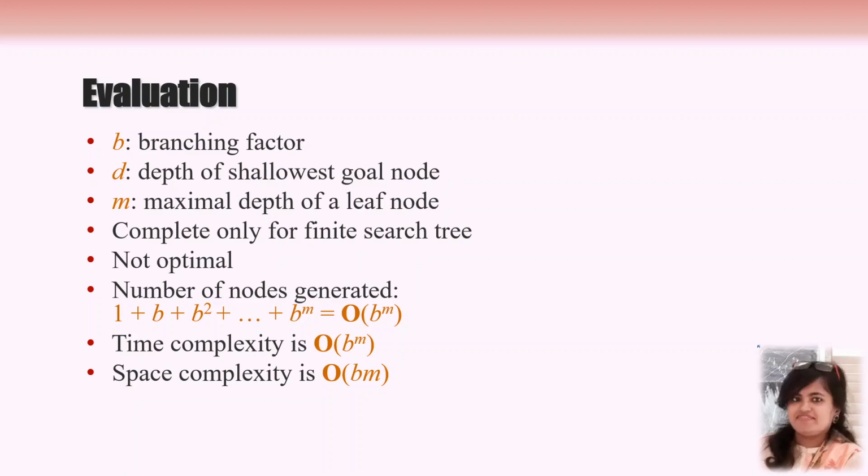This search technique is complete for a finite search tree, and it is not optimal. The time and space complexity you can calculate using big O notation. The time complexity will be b to the power m, and the space complexity will be bm, where b is the branching factor and m is the maximal depth of a leaf node. By that you can calculate this.